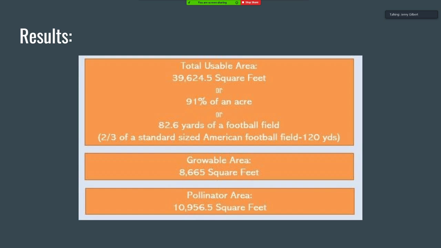Secondly, we broke it down by growable area, and this specifically was about 8,665 square feet. And then finally, our third representation of the land was through pollinator area. This was land that was specifically set aside with pollinator plants to attract pollinators. And this was figured out to be about 10,956.5 square feet.